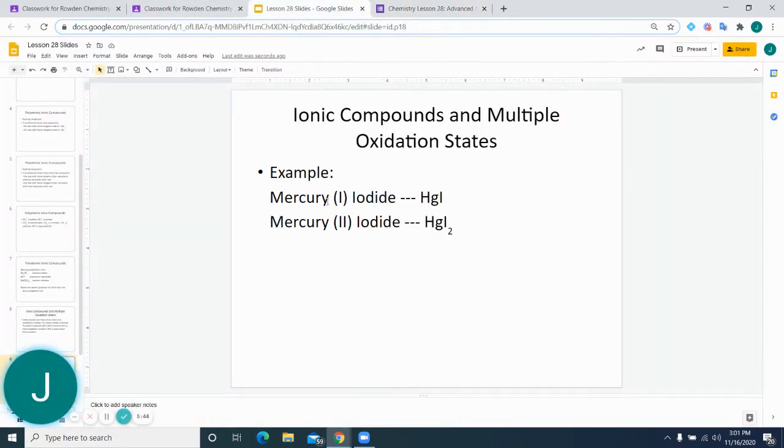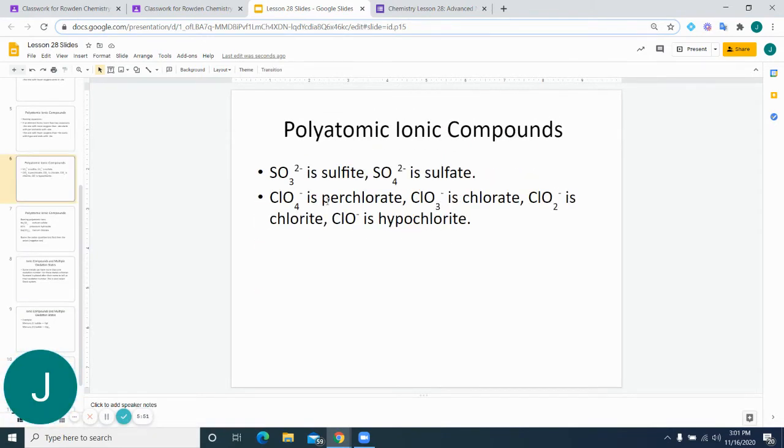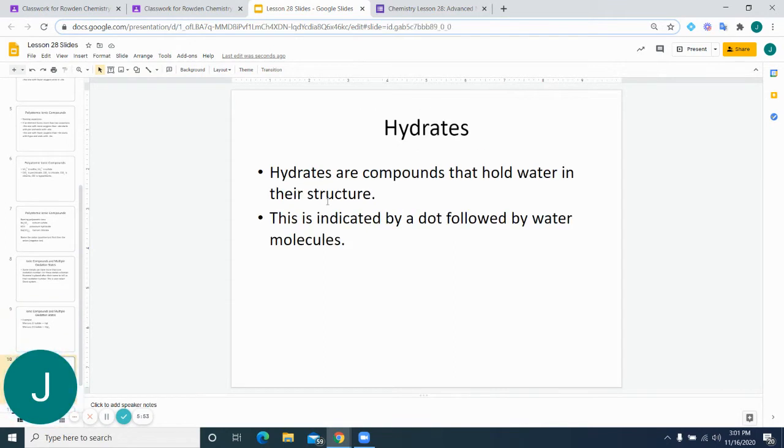And then the last thing we have on this lesson is something called a hydrate, which will either be one of these ionic compounds in the stock system or one of these polyatomic compounds.